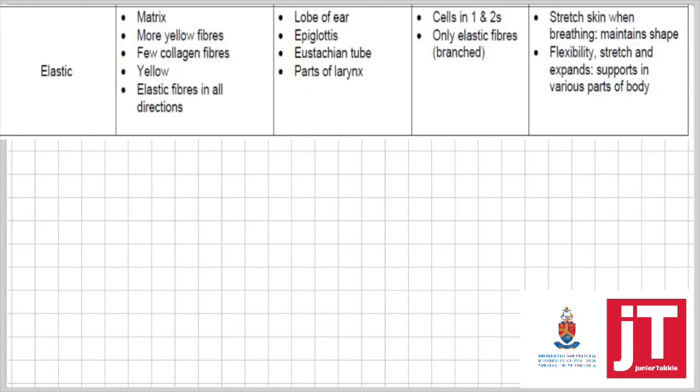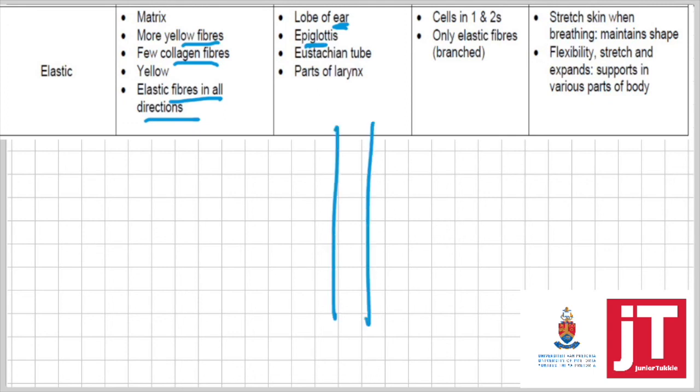Now, let's go to where we find the elastic cartilage. We know there's more yellow fibers, very, very few collagen fibers. Elastic fibers branch out in all directions. This is found in the lobe of your ear, in your pinna. So it allows your pinna to be flexible. In your epiglottis, which is a special flap in your trachea, that every time you swallow, it closes to prevent any food, water, saliva from entering the air pipe. Your eustachian tube is a special tube that connects your pharynx to your middle ear. And then parts of your larynx, that's parts of your voice box. We already saw cells are in ones or twos and only elastic fibers branched in all directions.